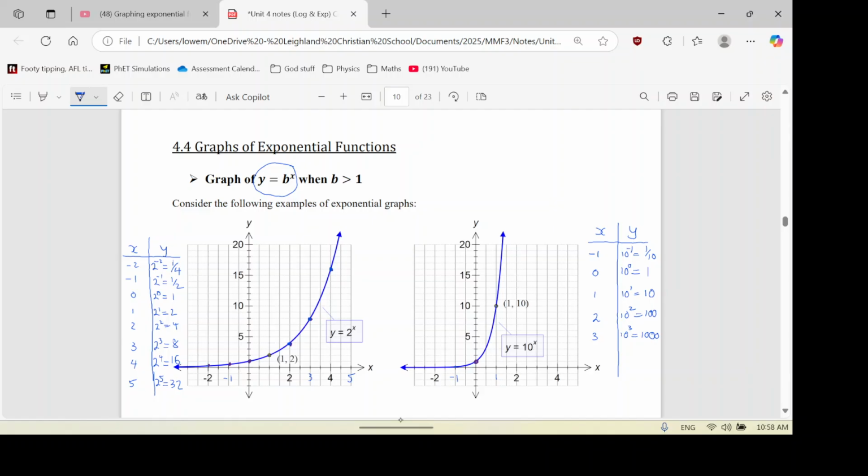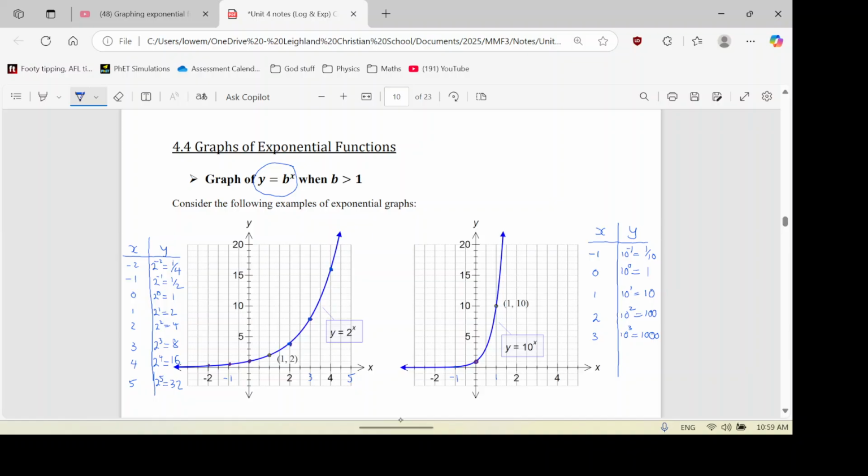And so if we compare these two graphs here, y equals 2 to the power of x and y equals 10 to the power of x, they are similar in shape, where we can see that our y values slowly increase to start with, but then once we get into positive values of x, it increases rapidly, and more so when our base here is a bigger number compared to this one here of 2.